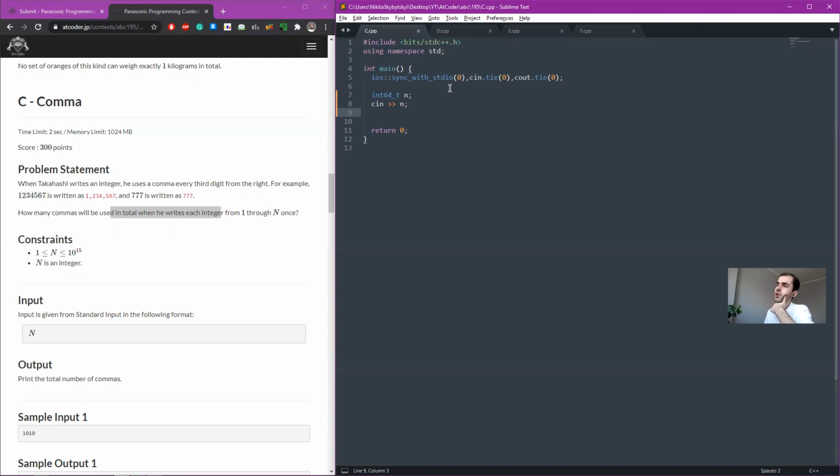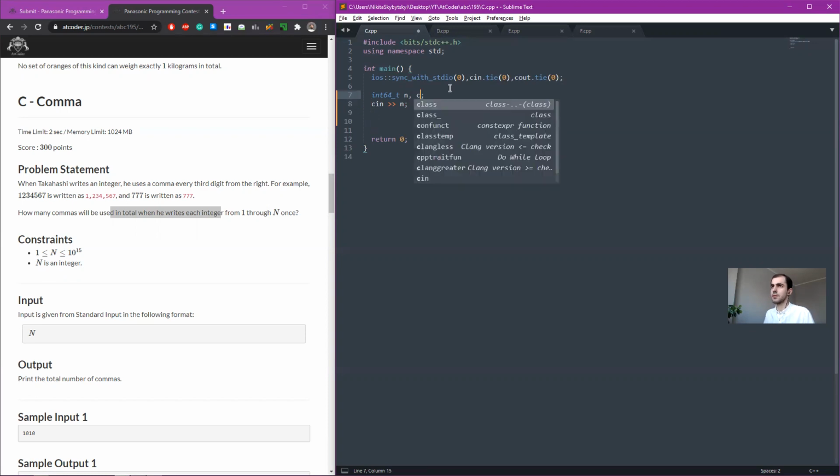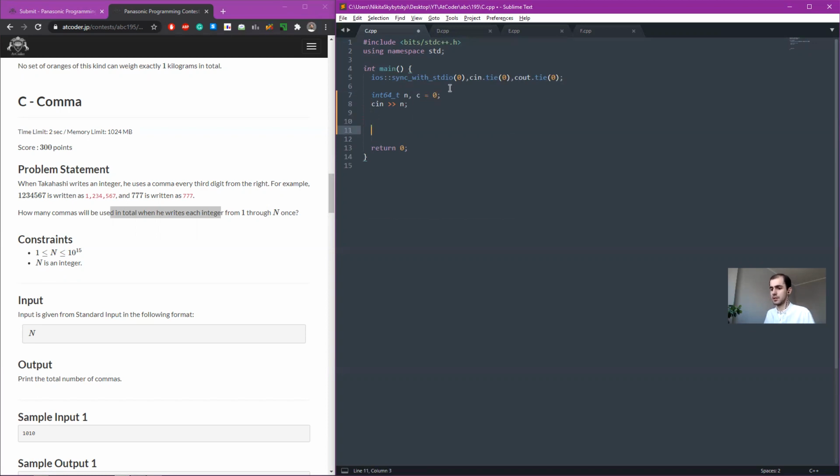Because if you think about it this way, in integers from 1 to N, let me say commas equal to 0, and the answer will be the number of commas.